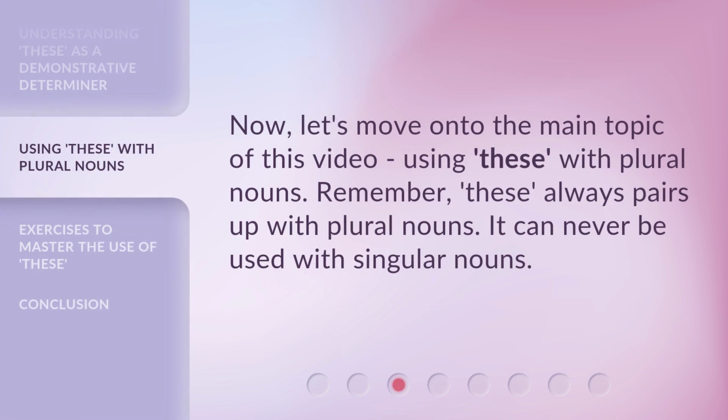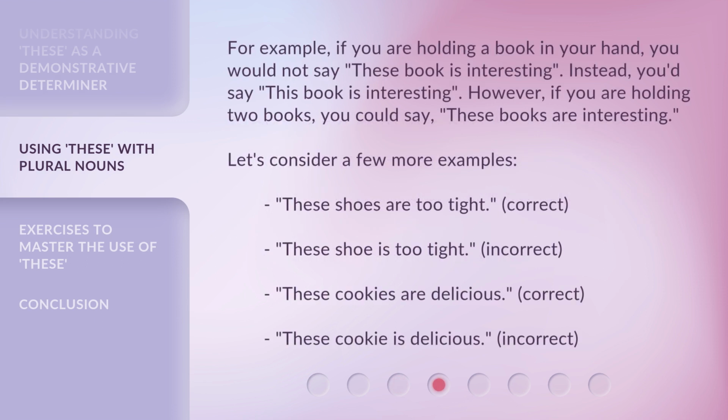Now, let's move on to the main topic of this video, using these with plural nouns. Remember, these always pairs up with plural nouns. It can never be used with singular nouns. For example, if you are holding a book in your hand, you would not say, "These book is interesting." Instead, you'd say, "This book is interesting." However, if you are holding two books, you could say, "These books are interesting."